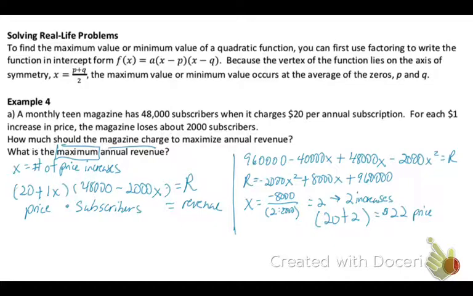What is that maximum of the money coming in? Well, we can just plug in 22 in for our X value. I'm sorry, not 22, 2. That's our number of price increases. And so if we do that, then the revenue will be $968,000.